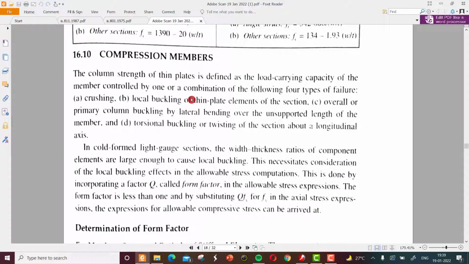So here onwards the design for the compression member starts, and in this portion there is an important term called form factor. We just read through. The column strength of thin plates is defined as the load carrying capacity of the member controlled by one or a combination of types of failure. So there can be crushing of the plate in the cross section. There can be local buckling of the thin plate elements, overall primary column buckling, and also torsional buckling. So these are the predominant modes of failure for a column.